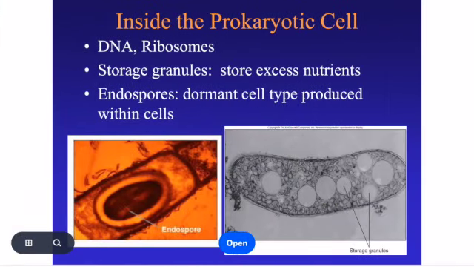Alrighty, other things that are inside the prokaryotic cell. Well, you've got the DNA, which is just a circular chromosome. Some storage granules. Got a picture of an endospore for you, where the cell basically just kind of goes into hibernation.